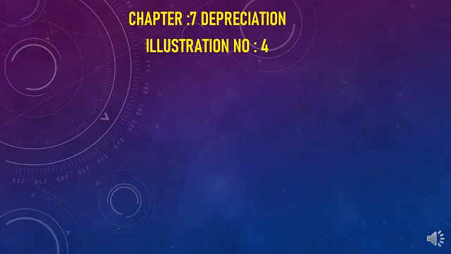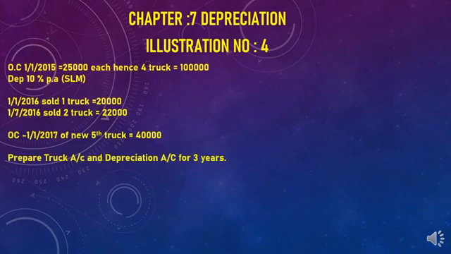On 1st Jan 2015, Scon Transport Pune purchased 4 trucks for ₹25,000 each. Means 4 trucks were purchased on 1st Jan 2015. 25,000 is the price of each, means per truck. So if there are 4 trucks, the total amount will be 1 lakh. And again the information is given: depreciation has to be provided at 10% under the straight line method.